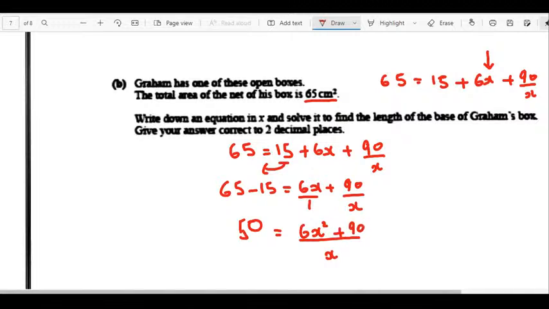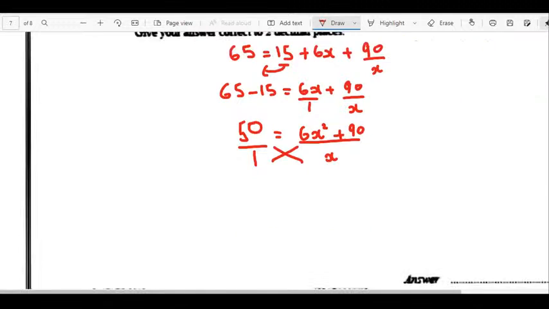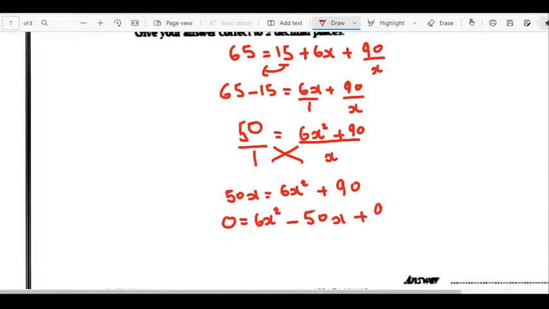And now I have two fractions directly, so I can cross multiply them, and that would give me 50x equals 6x square plus 90. I'll simplify this. 0 equals 6x square minus 50x plus 90. Now I can take 2 common just so it looks a bit simple. 0 equals 3x square minus 25x plus 45. Okay, and I've divided that 2 on the other side.